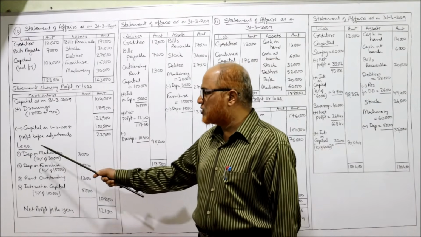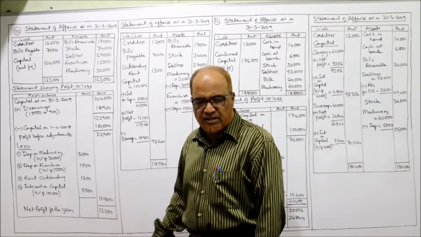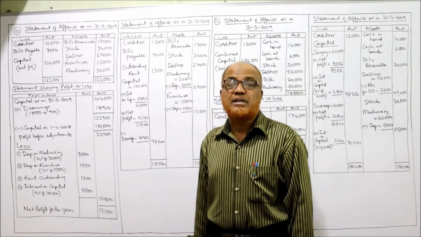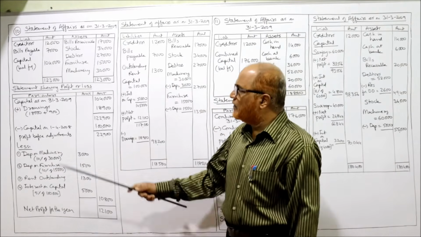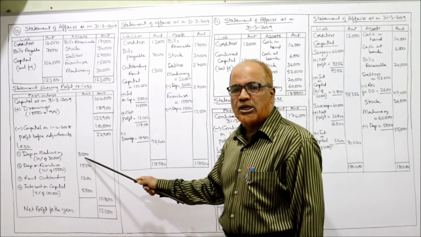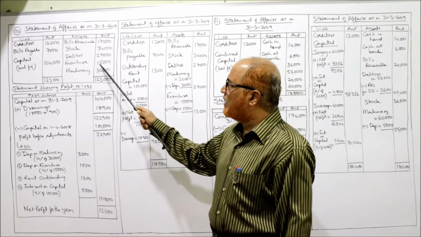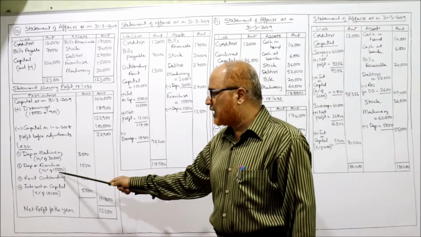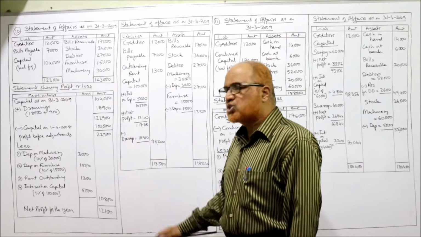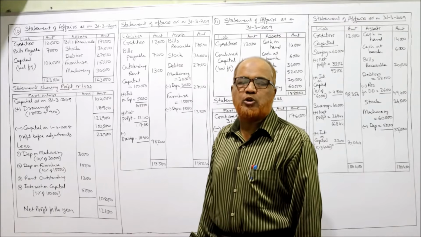Now we'll see the adjustment. Depreciate machinery. It is given in the problem. Depreciate machinery and furniture by 10%. So what is the value of the machinery here? 30,000. So 10% of 30,000 is 3,000. And furniture also 10%. What is the value of furniture? 15,000. 15,000, 10%, 1,500. And it is given in the problem rent outstanding 1,300. This is the adjustment to be made.